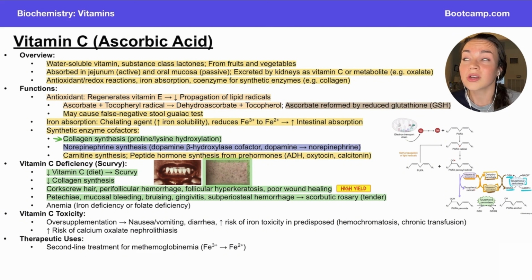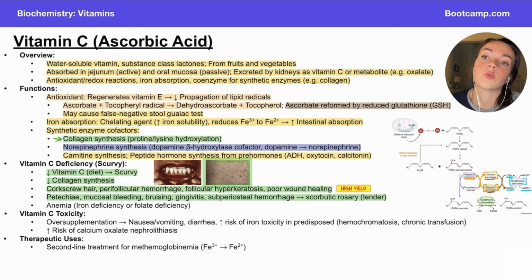The scorbutic rosary can look very similar. You can see a distension like that, but it's from hemorrhage underneath the periosteum, and that is going to be tender. So the rachitic rosary with vitamin D is non-tender because it's not due to bleeding.